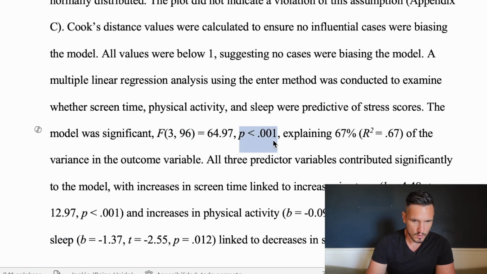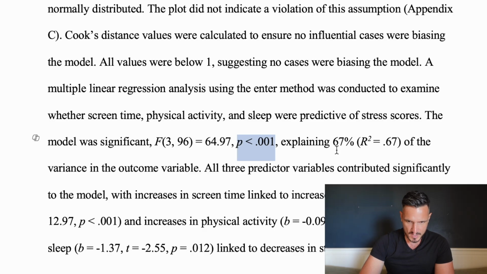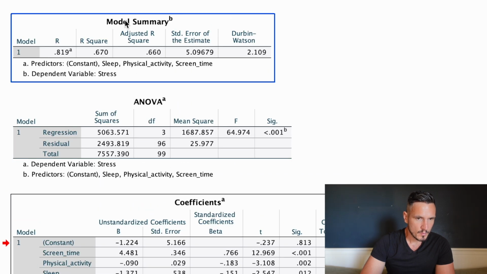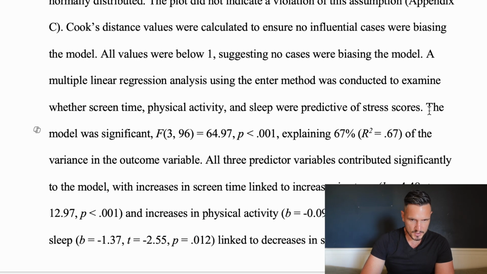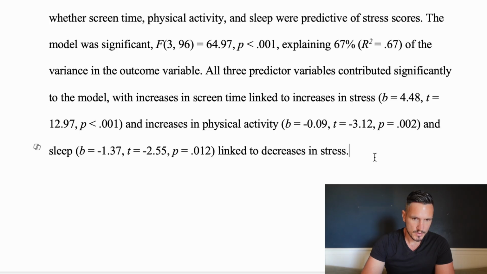Next we have the p-value of less than 0.001, and that's what we have here in the same table and in the SIG column. And the last stats we have in this sentence is this r-squared value of 0.67, which means that 67% of the variance in the outcome variable was explained by the model, and that r-square value is coming from this model summary table and this r-square column here. So that sentence refers to the model itself, and then we can talk about whether or not the individual predictors within that model made a significant contribution to its predictive power.